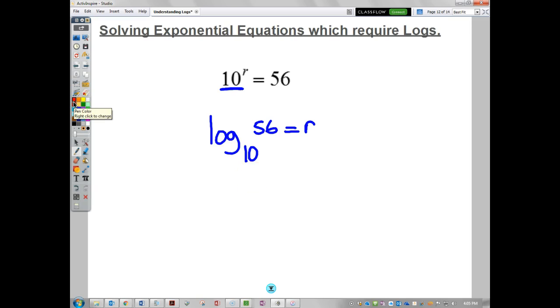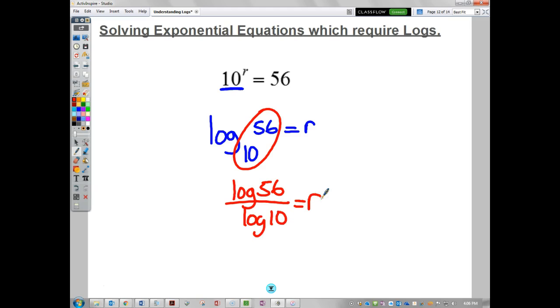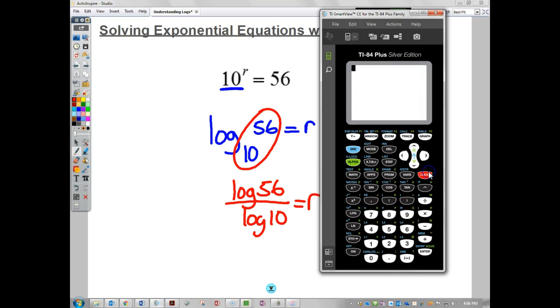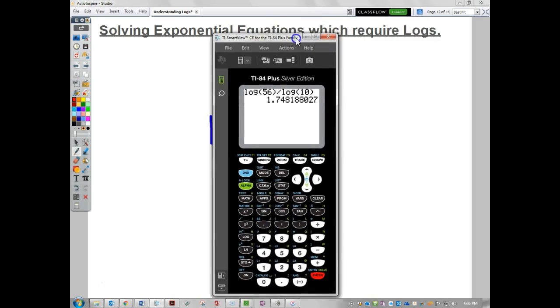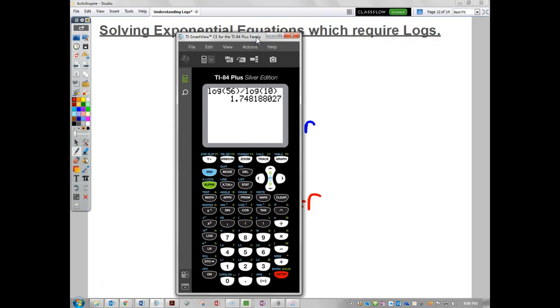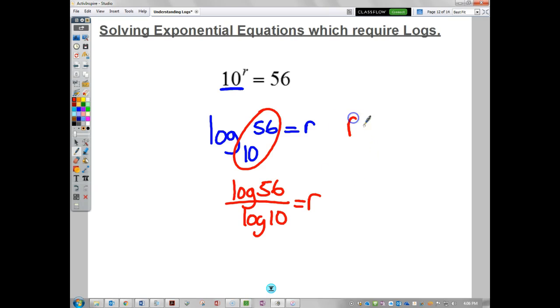All right, take a step back, look at your work. Recognize that in log form, when you know both of those numbers, you are to use the change of base formula, which says that the log of 56 over the log of 10 will equal r. So now we go to our calculator, and we type in the log of 56, close parentheses, divided by the log of 10, close parentheses, and we get an answer. And if I asked you to round to the nearest hundredth, that would be 1.75. So r is approximately 1.75.